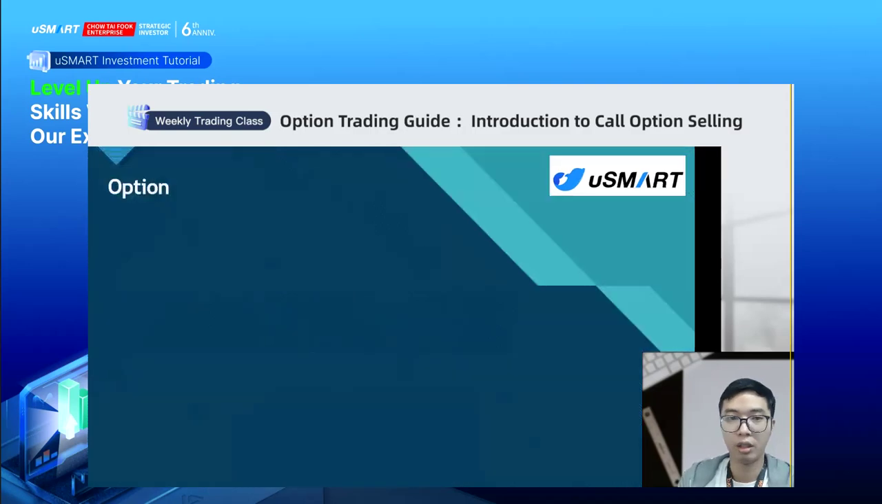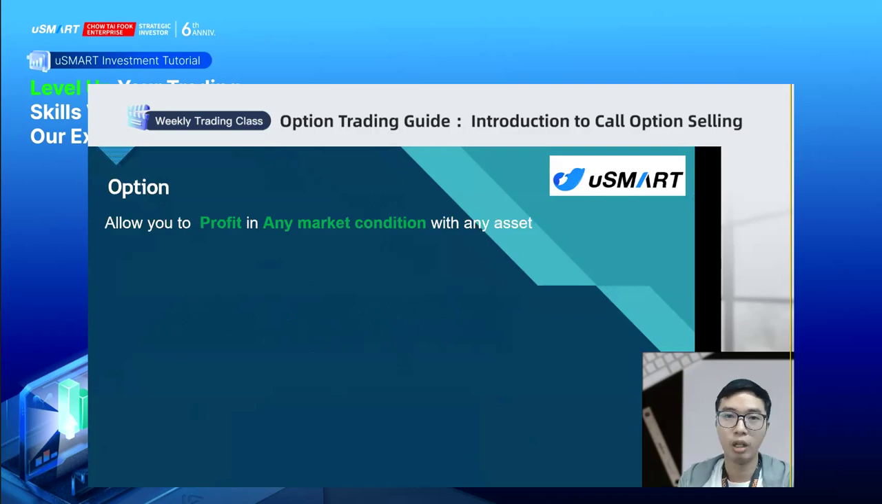All right. Since there are many beginners here, I will still refresh for you all about what is an option. So an option actually is a leveraging tool for you all to magnify your profits and returns in the market. It allows you to trade in any market condition with any asset. Normally, we use options to trade stocks and also ETFs.